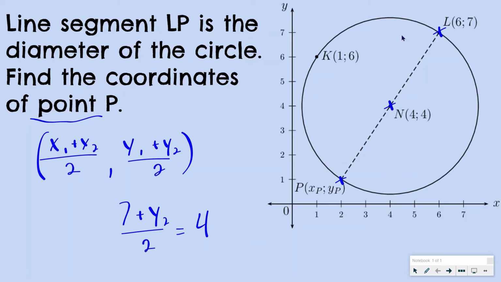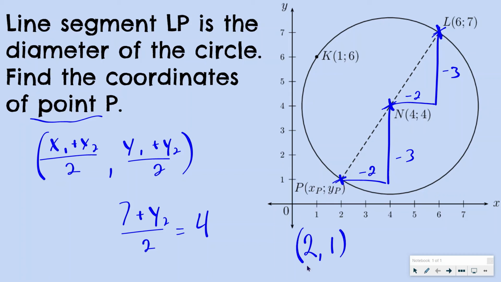Or I think it's easier if I'm given the graph, I could just count this out. I know that this distance from one endpoint to the midpoint is going to be the exact same thing as the midpoint or the center to the other endpoint. So I could just count this out. If I'm going down 3 here, I would really just continue that and go down 3 again. I'm going over to the left 2, so just go over to the left 2 again. It's forming the exact same kind of triangle there. So I know that I'm just going to the left 2, my x-coordinate would be 2. I'm going down 3, so my y-coordinate would be 1.